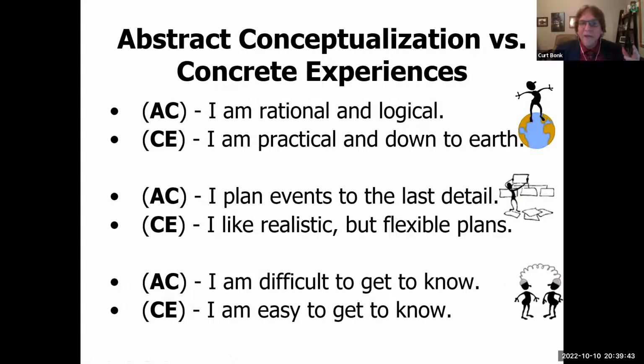So that's one axis. The other axis is abstract conceptualization versus concrete experiences. Are you like Spock in Star Trek, very logical and structured and rational, or are you practical and down to earth like Bones, the medical doctor? Do you like to plan events to every last detail and have everything laid out like my daughter does, or are you more like my son, more flexible in your plans and more realistic? Are you difficult to get to know, or are you rather easy to get to know? Difficult, like some people say you go to Finland, they're very shy and reserved, but once you get to know them, you're friends for life. So they're kind of both in some ways.